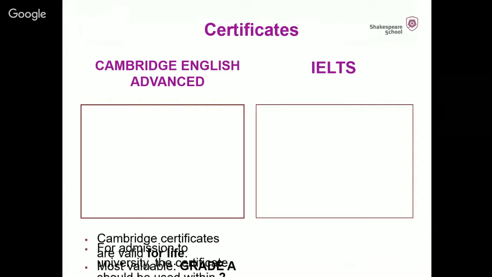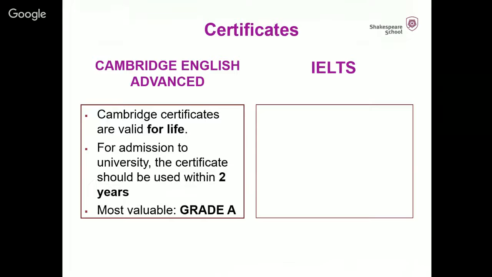I'm not sure if you know this, but any Cambridge certificate is valid for life. For admissions to university, however, you should probably inquire a bit further with the university admissions office, but most of them require that the certificate should not be older than 2 years. So if you take the exam, keep this in mind as well.